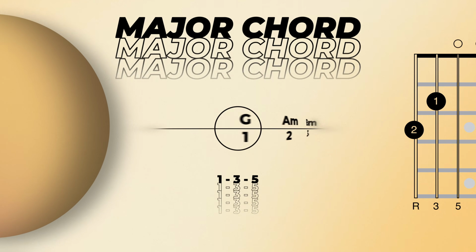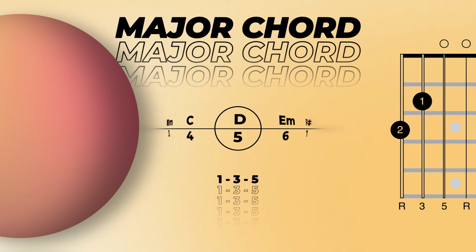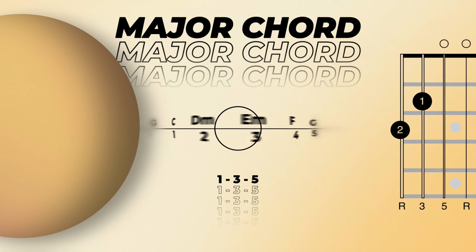A major chord is a 1, 3, and 5. That means your root note, the note that's 3 notes up from your root note, and then the note that's 5 notes up from your root note. All 3 of these notes get combined into a chord. So a C chord would be a C, E, and G.